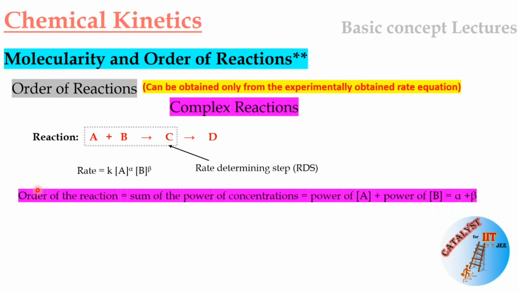Now if I ask you what is the order of the reaction with respect to concentration A only, that would be only alpha. And this alpha plus beta is the overall order of the reaction. And again, if I ask you what is the order of the reaction with respect to the concentration of B, the answer would be only beta.